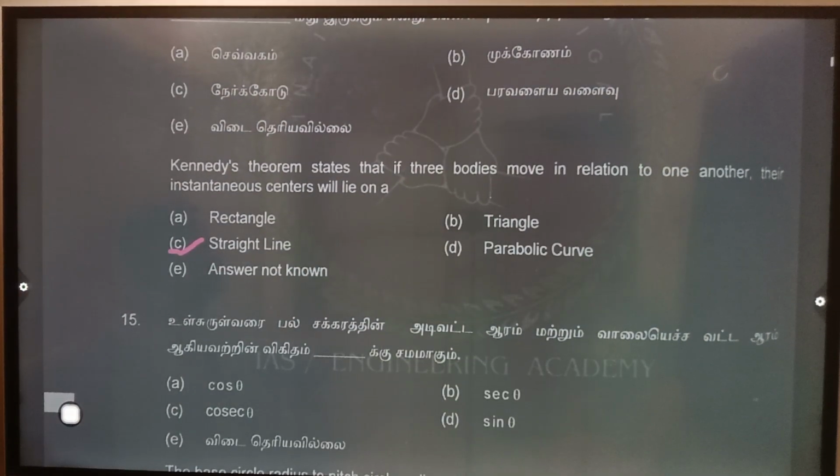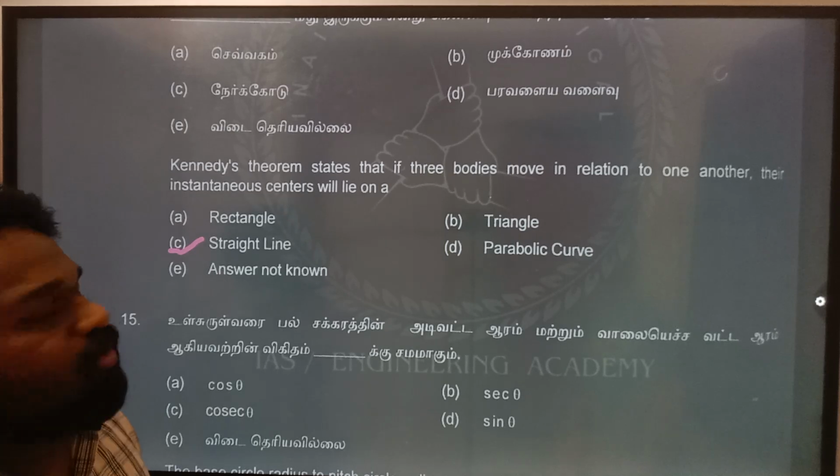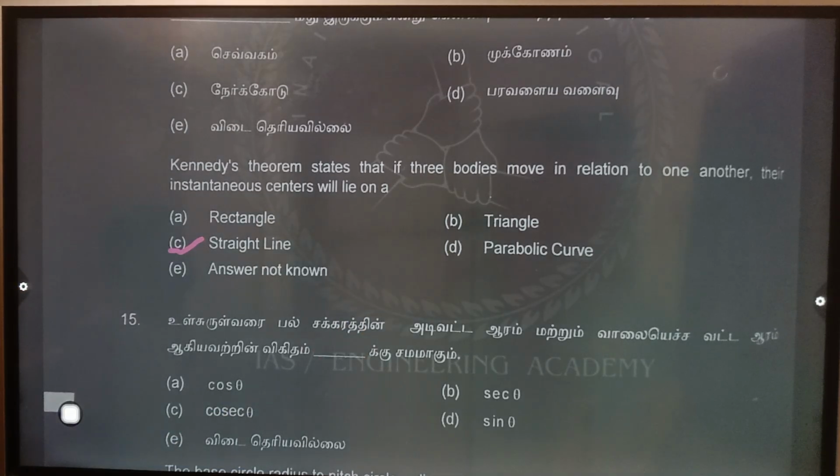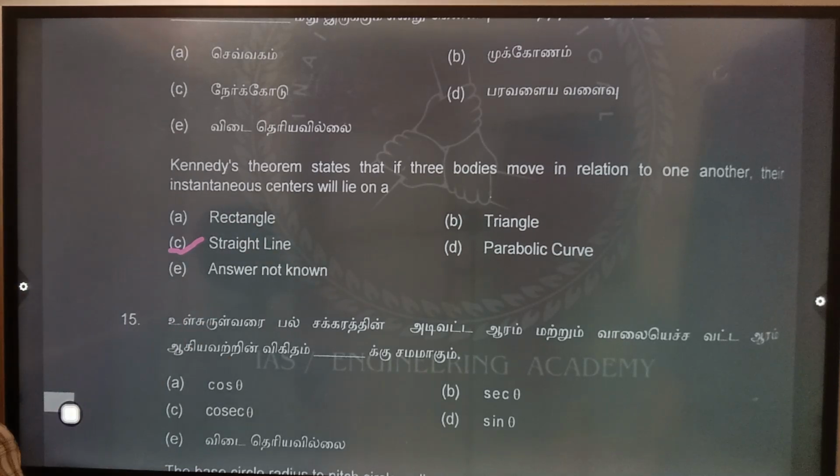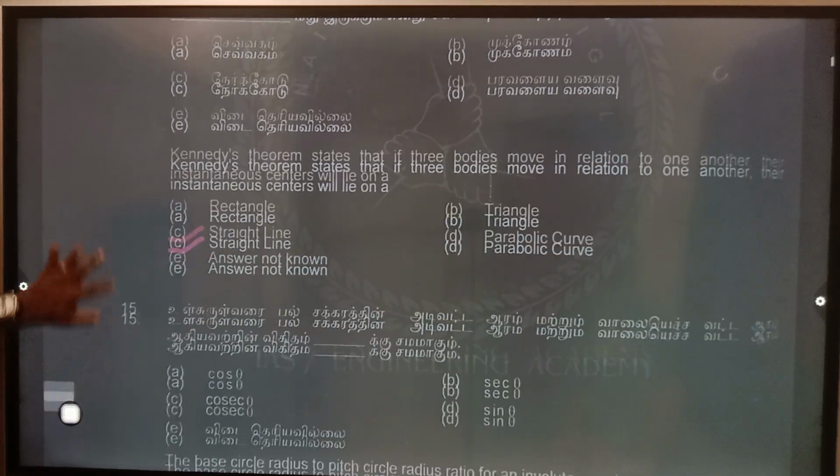14th answer, again a direct question. Kennedy's theorem definition தான் கேட்டிருக்காங்க. 3 bodies move in relation. The answer is straight line, C. Okay. Next, 15.